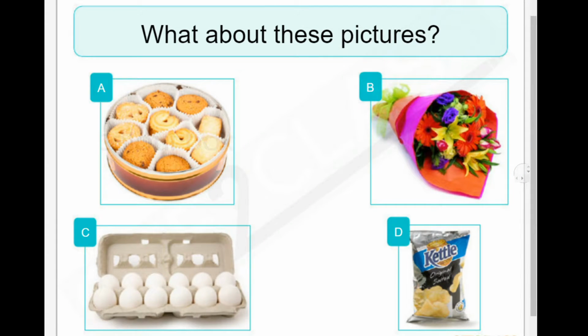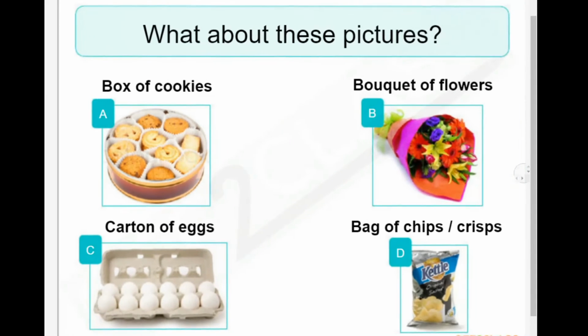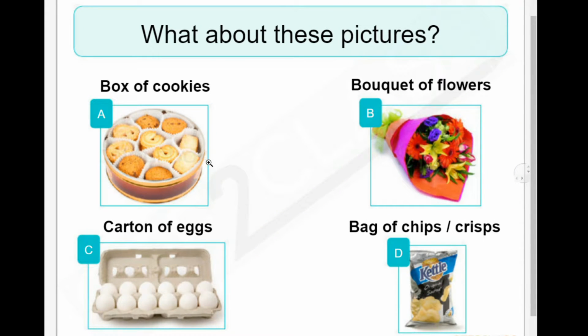What about these pictures? We have A, B, C, or D. Let's see what they are. A is a box of cookies. Remember to repeat with me and look at the picture. A is a box of cookies. B is a bouquet of flowers. Bouquet of flowers. Please repeat.